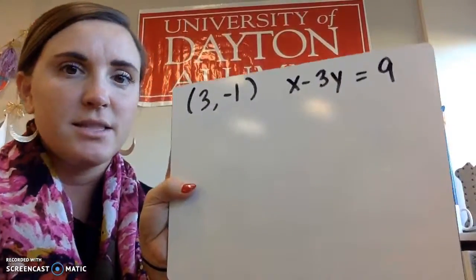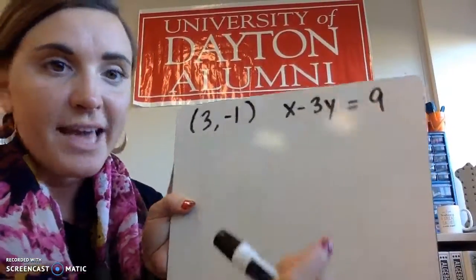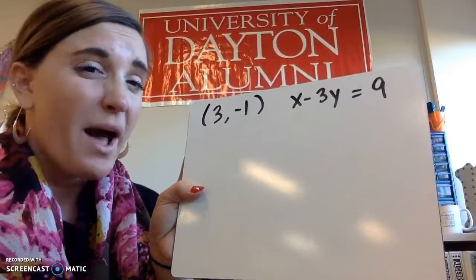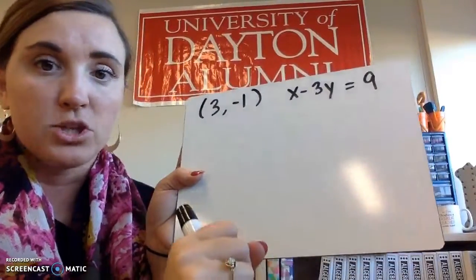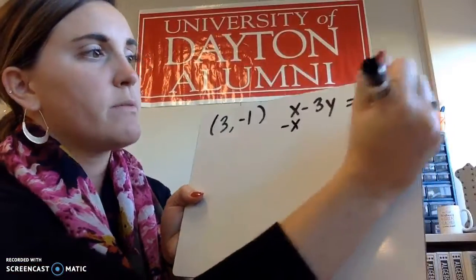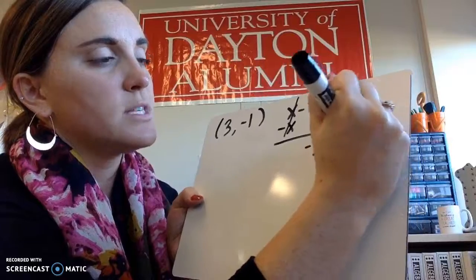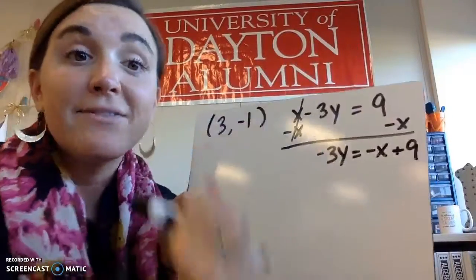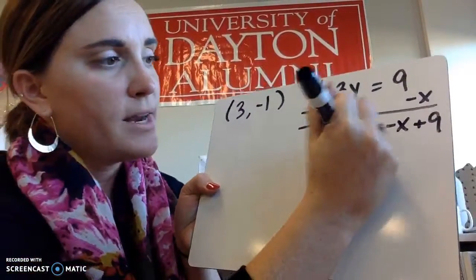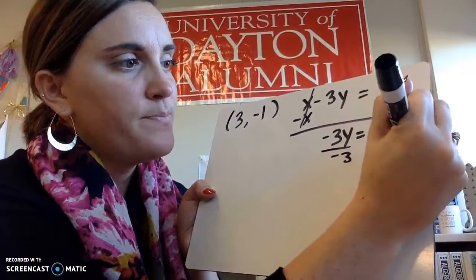So they weren't as nice in this one because the equation they gave us is in standard form. So I can't look at that and know immediately what the slope is. So I'm going to do a little rearranging to get y by itself. Negative 3y equals negative x plus 9. I'm going to divide both sides by negative 3.